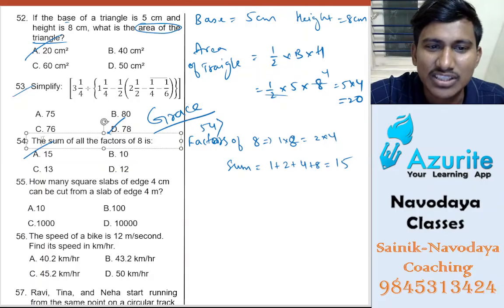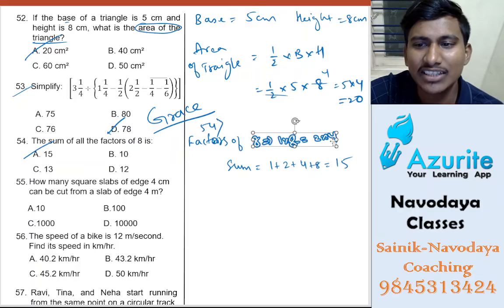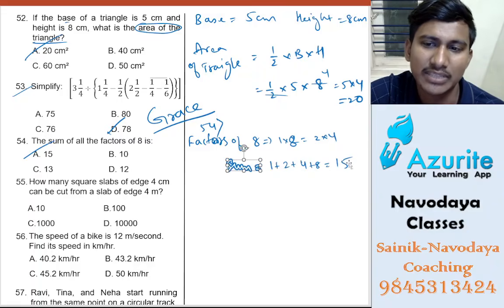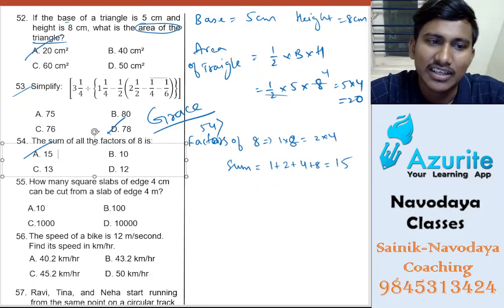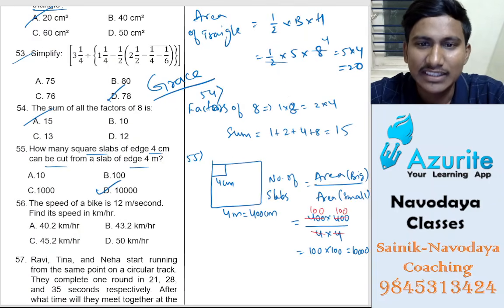So 54 question. Sum of all factors of 8. We know factors of 8. That is 1 8s are 8, 2 4s are 8. So 1, 2, 4, 8 are factors. If you add, sum means addition, you will get 15 as the answer. So that is option A is the answer for 54. Okay. So now next.